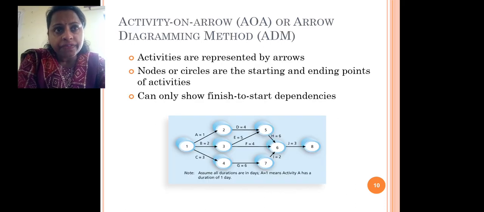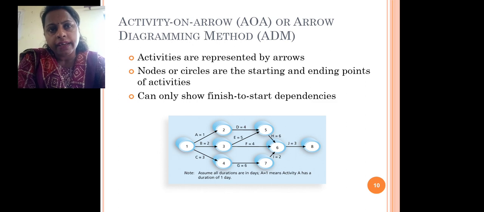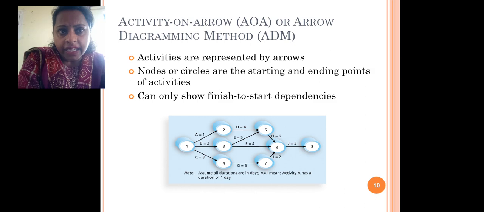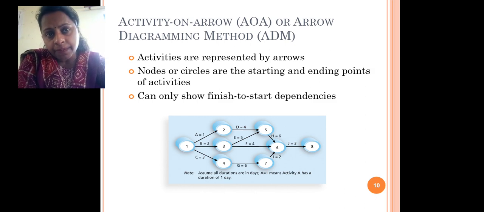This is the example of an arrow diagram. Activity on arrow or arrow diagrammatic method is known as the ADM or AOA diagrams. So here activities are represented by the arrow. It is also known as the arrow diagram. As we can see that.